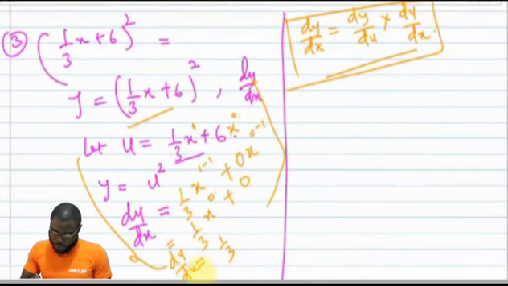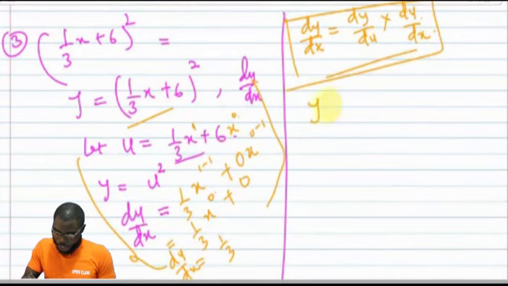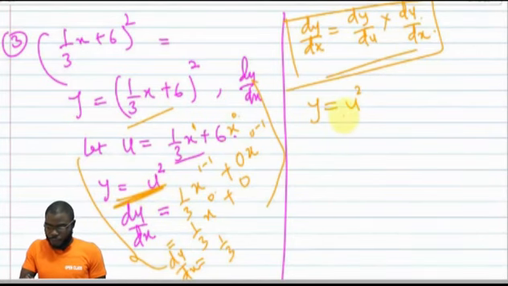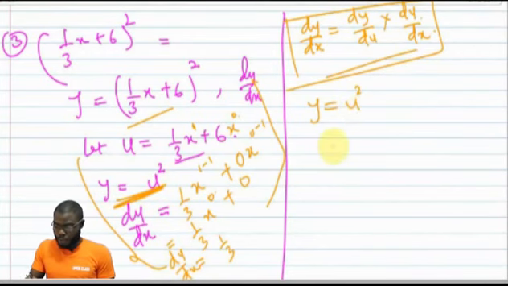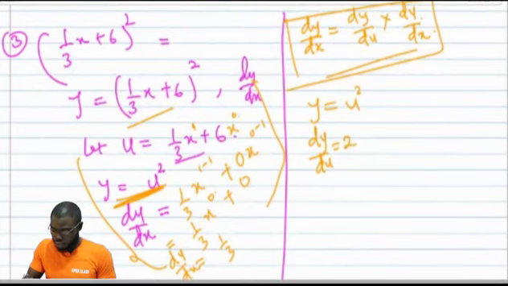Now you have your du dx, which is equal to 1 over 3. Now you need your dy by du. You come back to the equation where y equals u square, and differentiate this with respect to u. So your dy by du equals, the same way, 2 times 1, that is 2, then u raised to the power 2 minus 1. 2 minus 1 is 1, and u raised to the power 1 is still u. So you have 2u.